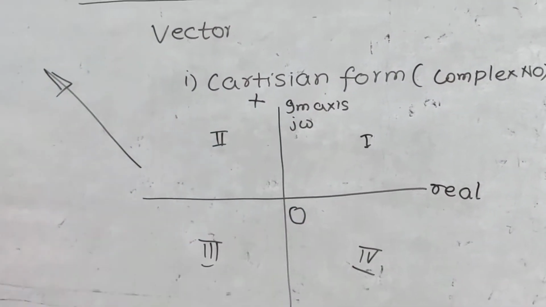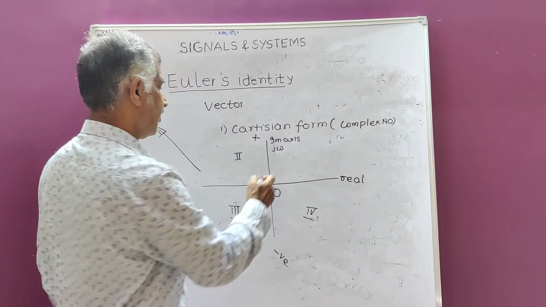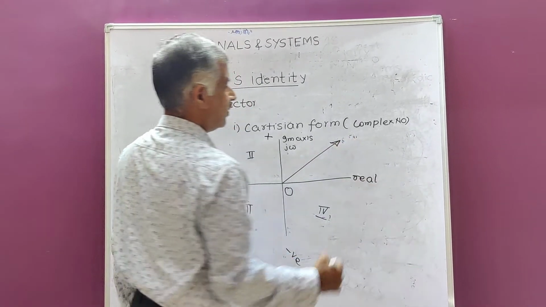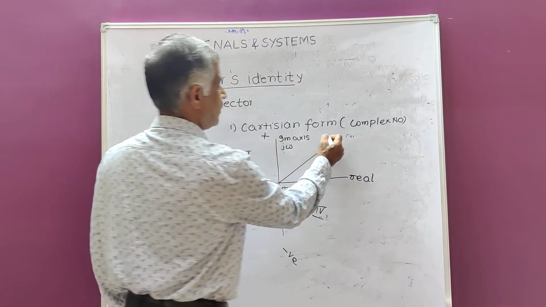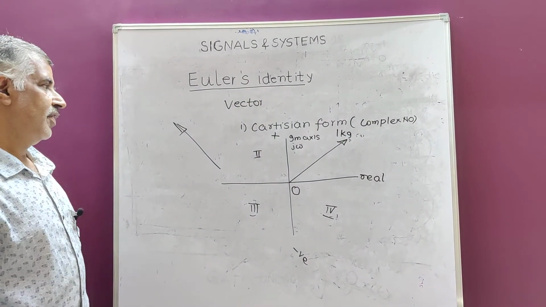So on this two-dimensional plane, the phasor can be positioned anywhere. For example, like this. This is, say for example, 1 kg. 1 kg of force is positioned like this.